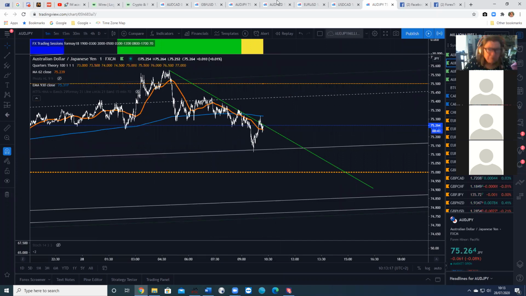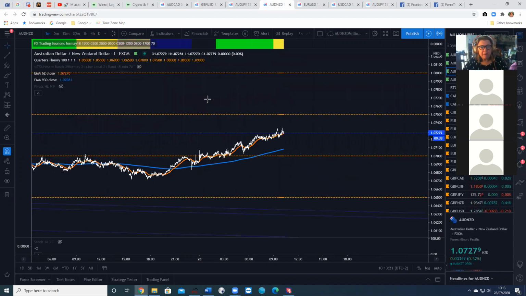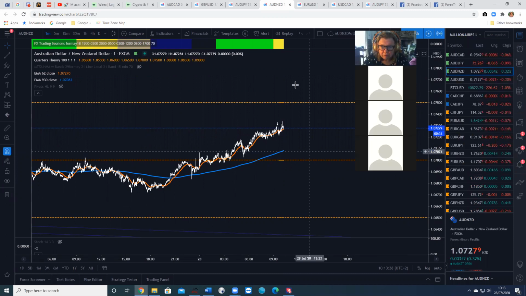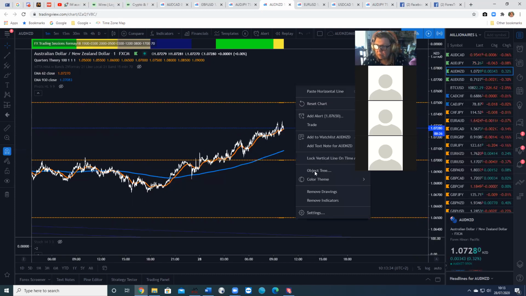The next one was AN. Very similar pair, obviously, Australian dollar, New Zealand dollar. I can't have the same pitchforks as him because, again, I've got nothing on this one. So let me just check on the object tree.